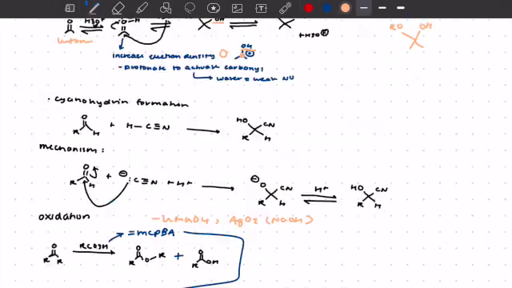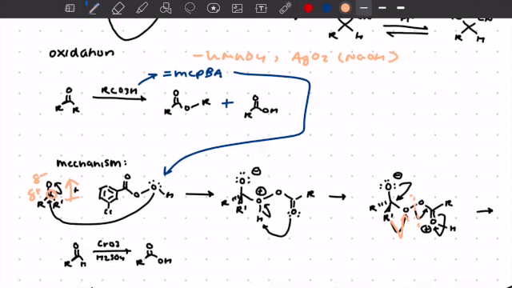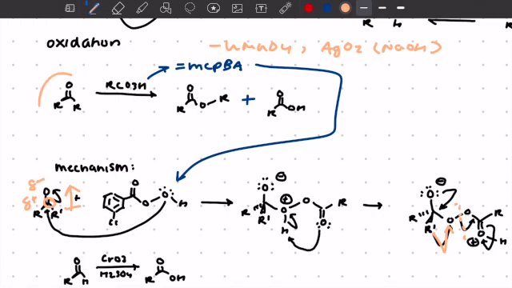Next is oxidation. Oxidation is not my first choice when going from an aldehyde or ketone to make an alcohol. The alcohol group is formed in a carboxylic acid, which is a byproduct of the oxidation. So if your main focus is to produce the alcohol, I would not use an oxidation, but just for learning purposes, we're going to be starting off with a ketone, and the reagent we're going to be using is MCPBA.